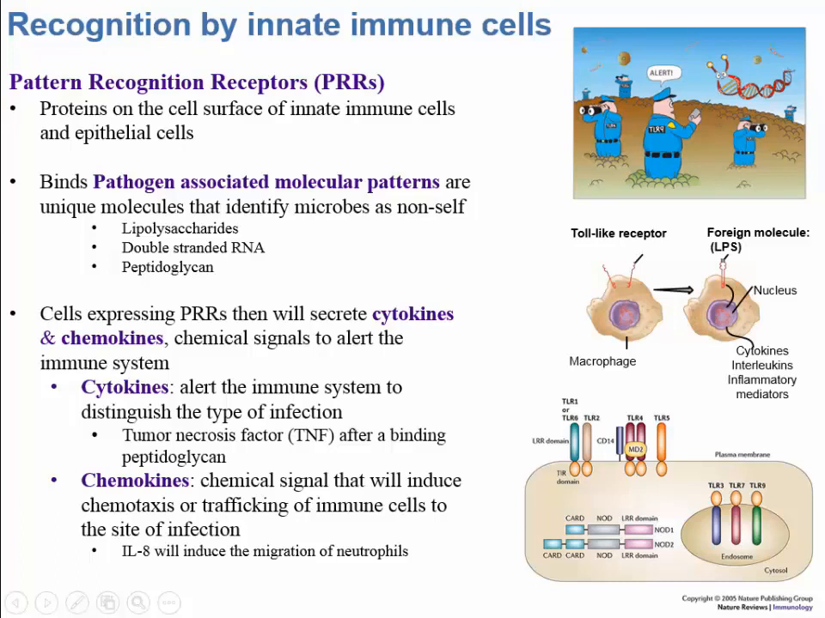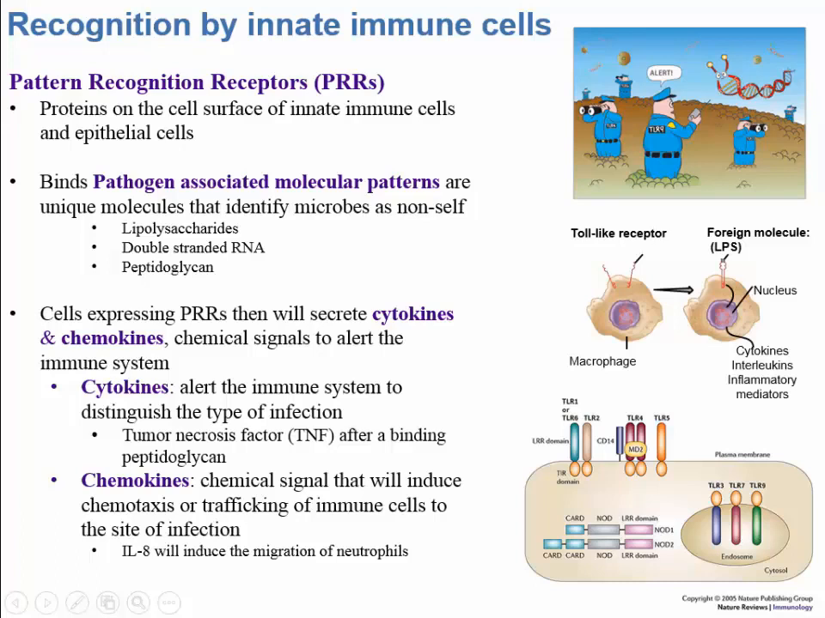So these cells possessing these PRRs will secrete cytokines and chemokines. Cytokines are alert signals that tell us what type of infection is present. An example of this is tumor necrosis factor, and it will be secreted after binding peptidoglycan on gram-positive bacteria. Chemokines, these guys are actually chemical signals.